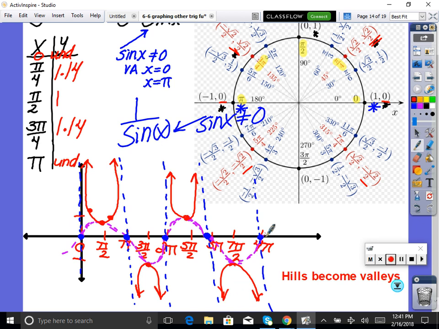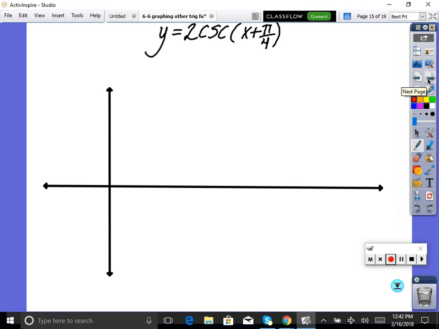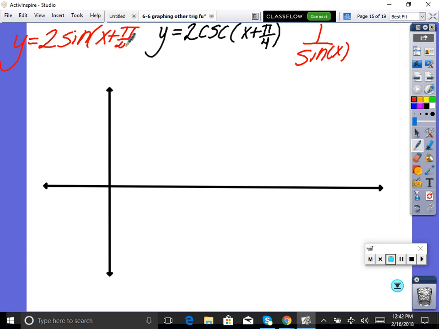Same exact thing with cosine and secant. So now that you know how to do cosecant, you know how to do secant, yes. So let's grab this one really quick. Here we go. So you say cosecant is 1 over sine, so instead of graphing this, we're going to graph sine. So we're going to do y is equal to 2 sine of x plus pi fourths.